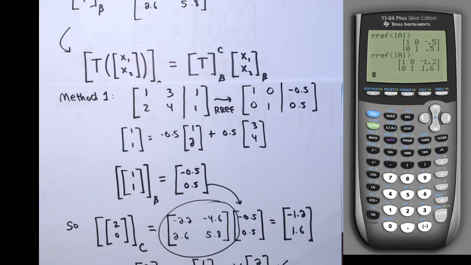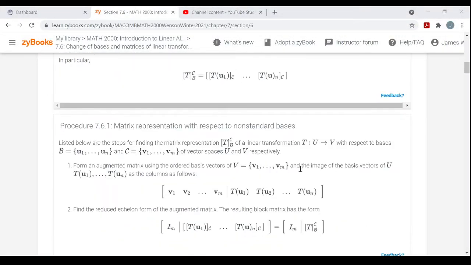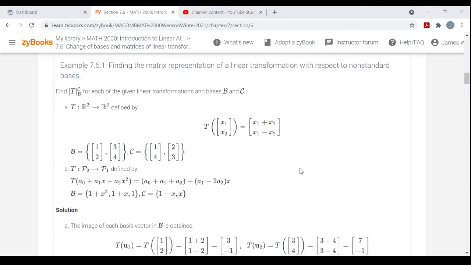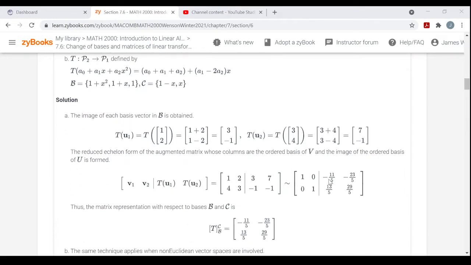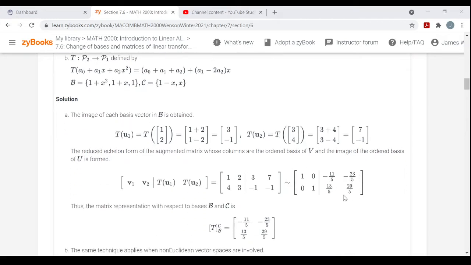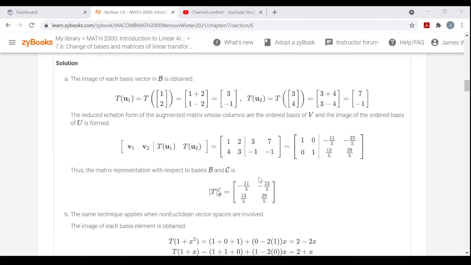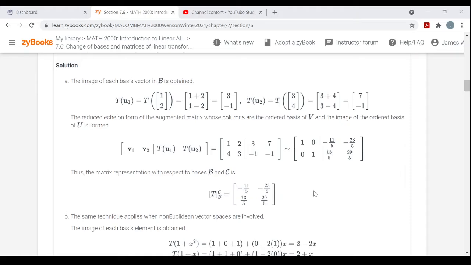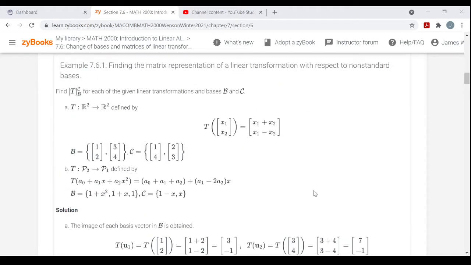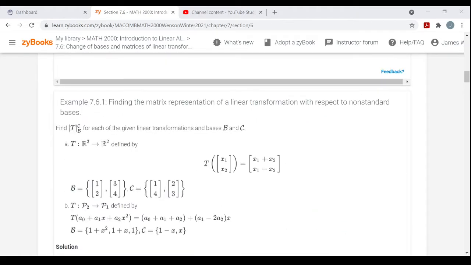So, back to the website. Let's look at another example. Again, for the first one, they didn't write them as decimals, but I wrote them as decimals. This is the negative 2.2, negative 4.6, 2.6, and 5.8. Well, let's take a look at example B.